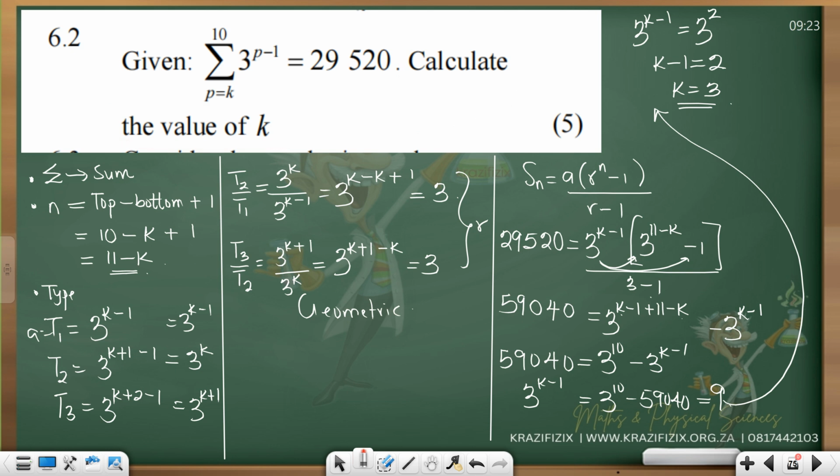Yeah, we're done. There's nothing to do. They ask you to calculate the value of k. You got k as 3. You're done. You don't do anything with it. So you are telling the examiner, I got my k as 3. We're done. There's nothing to do with it. You are giving them what they ask you to do. Okay, all right. Let's try another one.